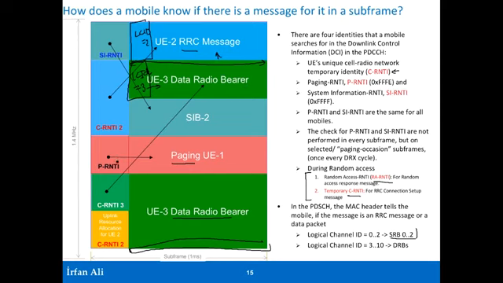So based on the identity which is present, it finds out what the information is, or once it has a specific identity, then it goes in and checks the logical channel ID, which also tells the mobile what exactly the information is in the physical channel.